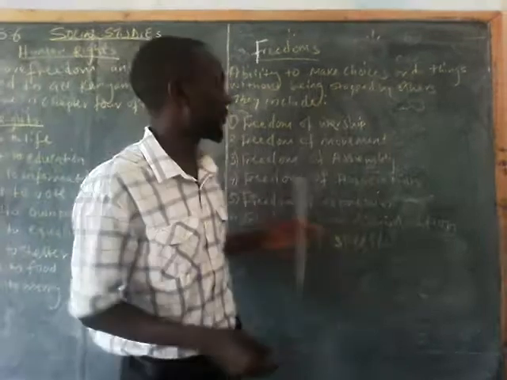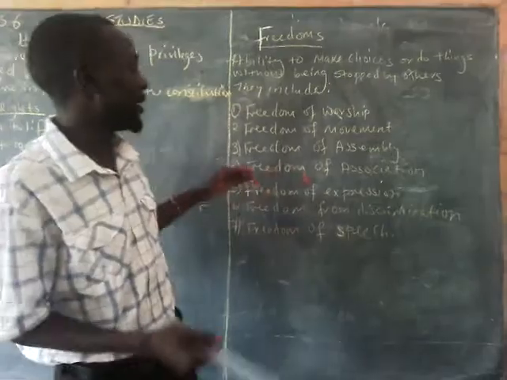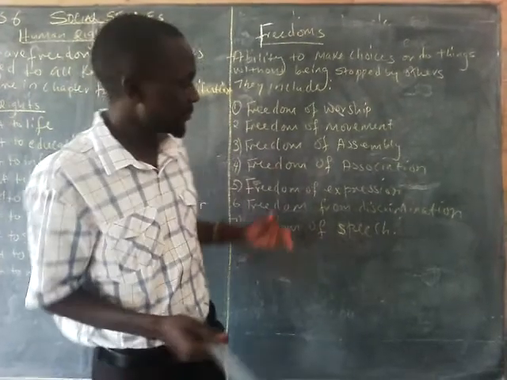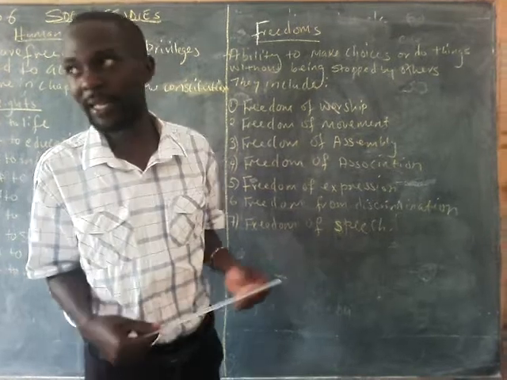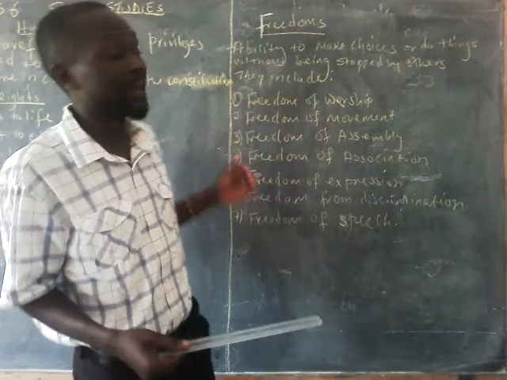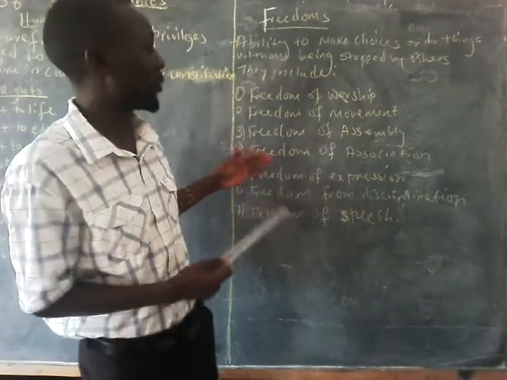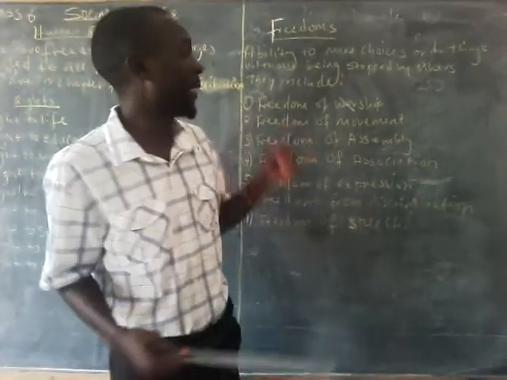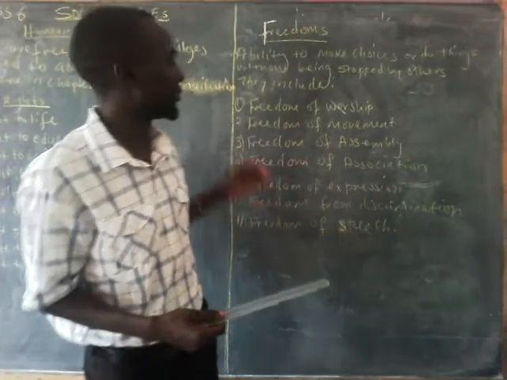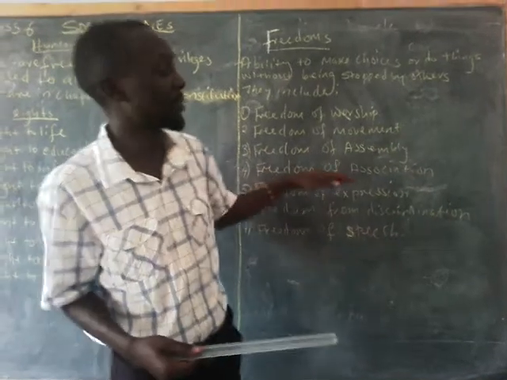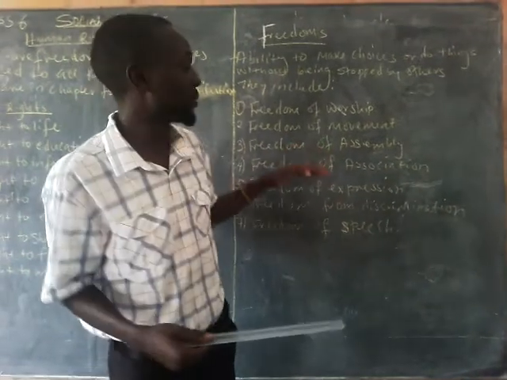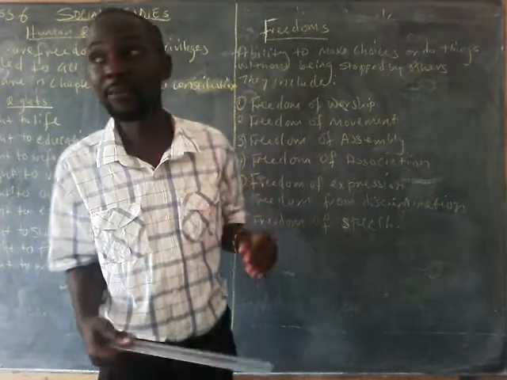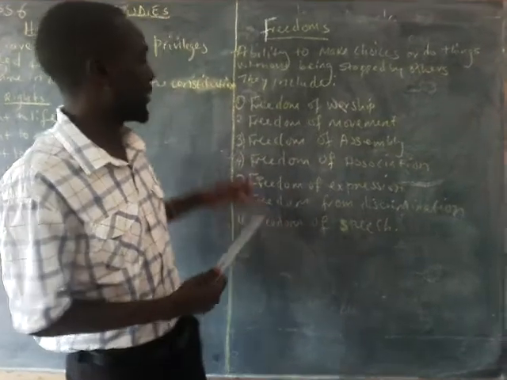We have freedom of association. This is the freedom of forming groups, especially the youth groups, the beneficial groups. We have this freedom of association, but you cannot form a bad group or a militia. So even if there is this freedom of association, the groups one forms are supposed to be good.